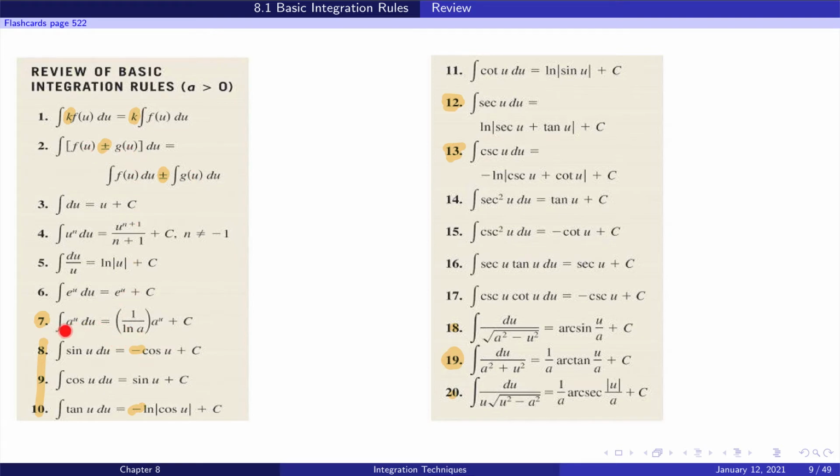Jumping down here, the antiderivative of e to the u is e to the u, but if it's a different base than e, don't forget you need this constant coefficient up front, 1 over the natural log of a times a to the u. For your trig functions, the antiderivatives of sine, cosine, and tangent, 2 of the 3 are negative, so the first and the third are negative. For secant and cosecant, these are a little bit more challenging, so flashcards here might be a good idea.